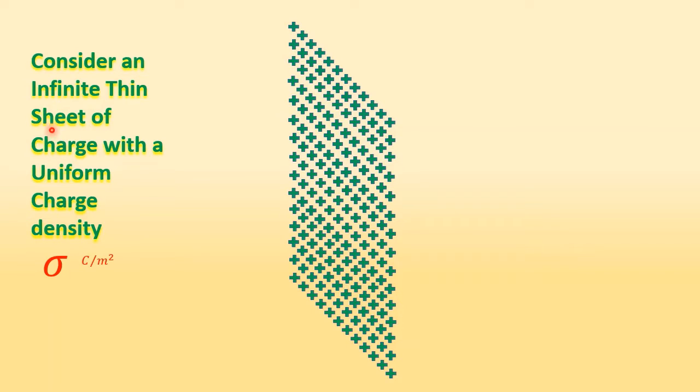Let us consider an infinite thin sheet of charge with a uniform charge density sigma coulomb per meter square. That is, charge per unit area is sigma. This is an infinite charge sheet, in which the electric field lines emerge normal from the surface to both sides equally, as shown in the figure.